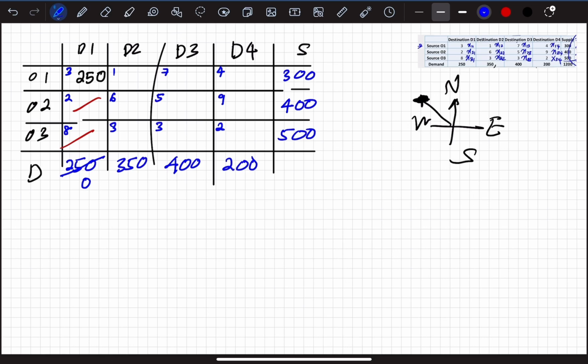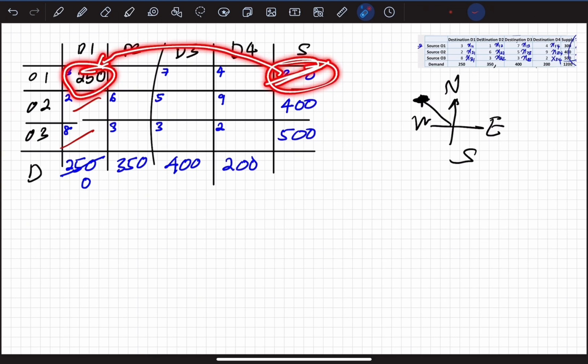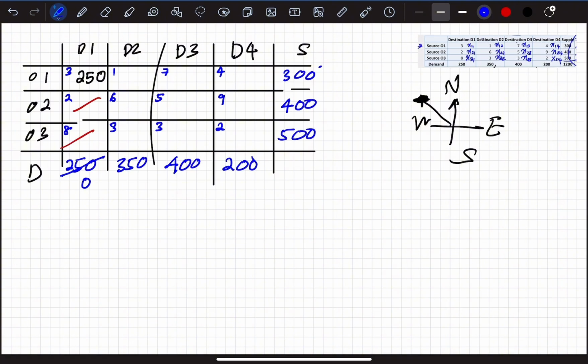From the O1 source, they already sent 250. The original value of supply at O1 is 300, which means they already delivered 250. So we have a balance here, and we need to update our supply here. The balance is equal to 50.